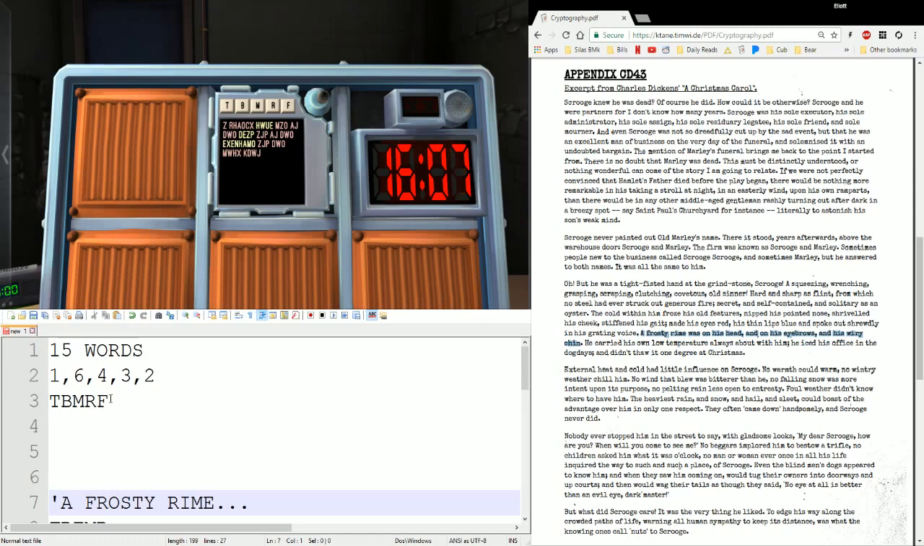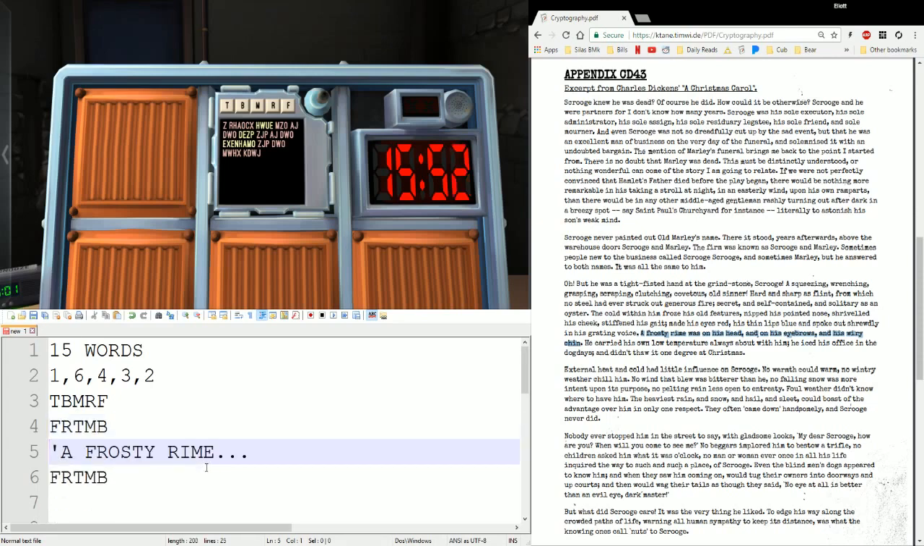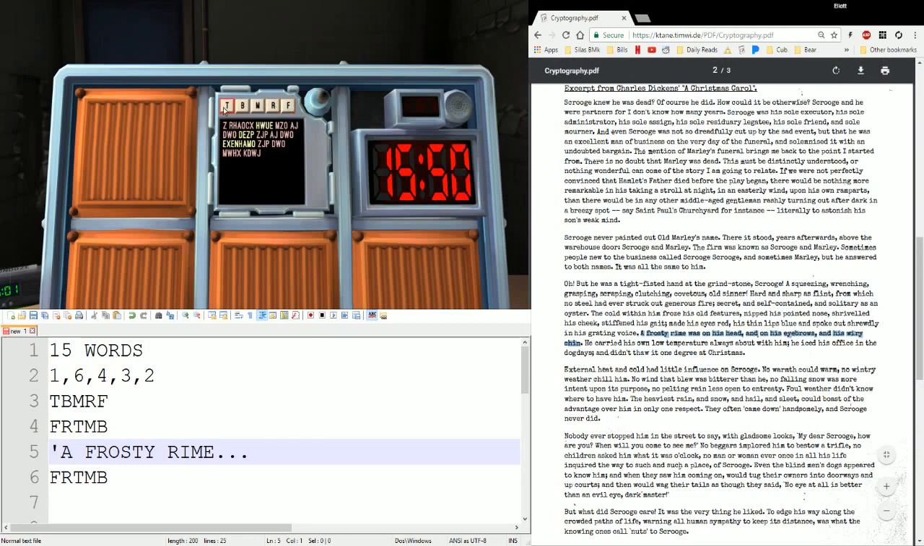Letters were TBMRF. So if we go through it, F is your first one. R is your second one. T is your next one. Looking for B and M to finish. There's M and then B. F-R-T-M-B.